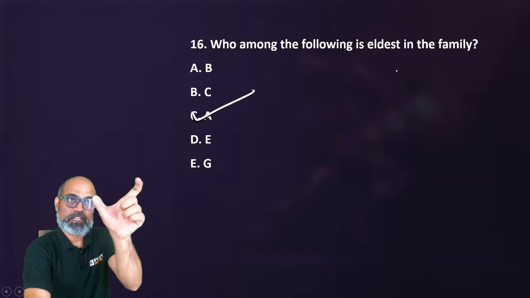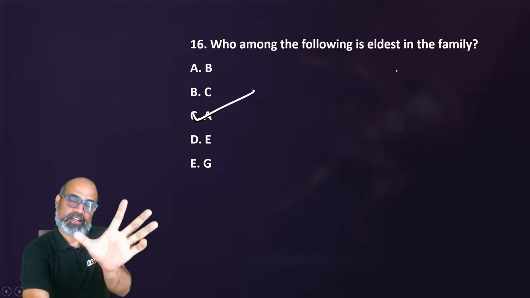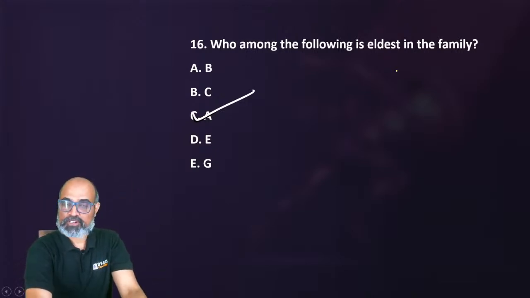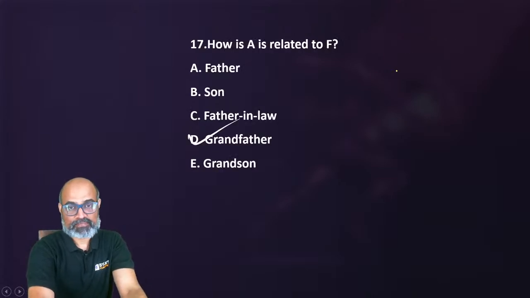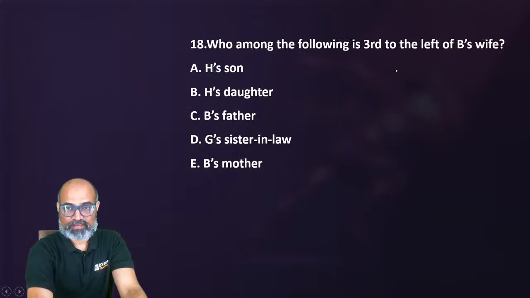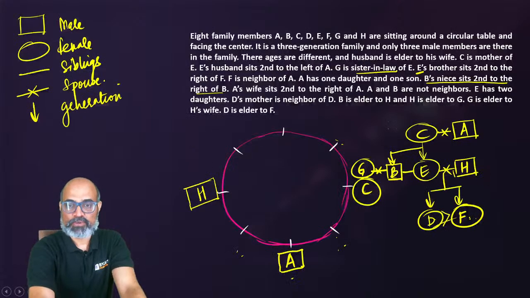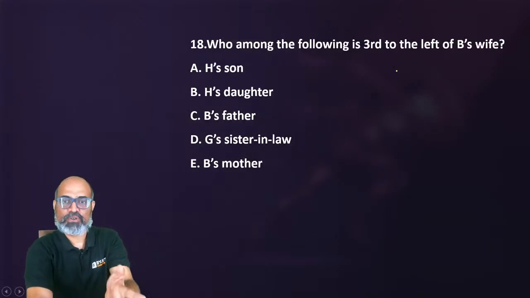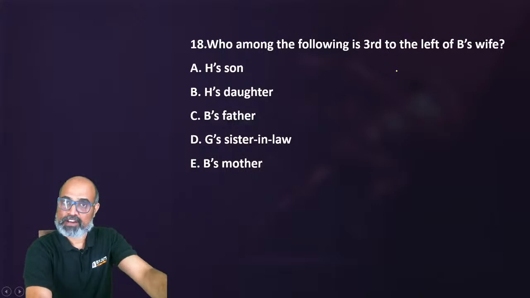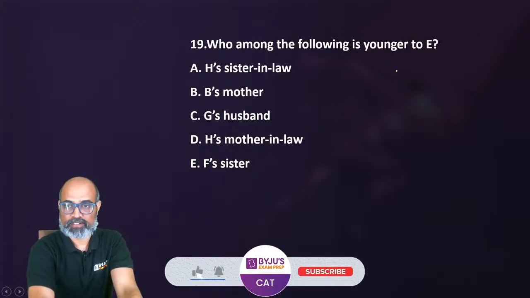So we have a couple, we have got two children, they both are married, and then one of them has got two children. यानी कि शादी हो रखी है B की. So B's wife is whom? G. So question is who is sitting third to the left of G? We have not completed the table, the diagram.